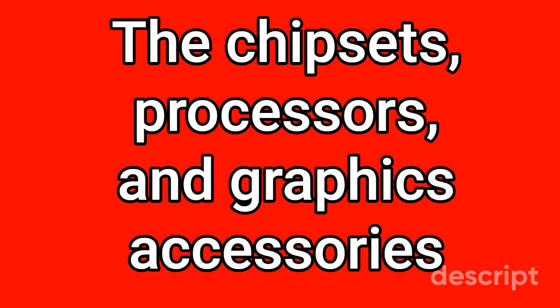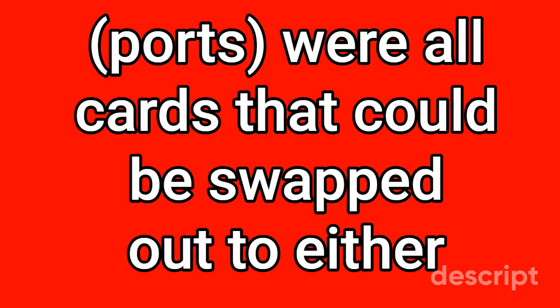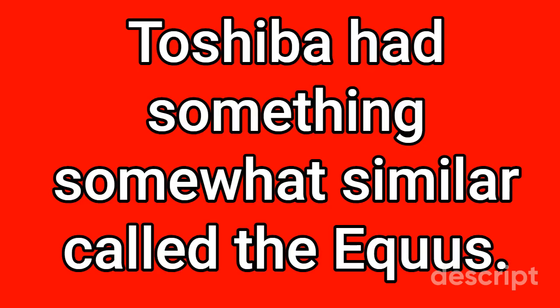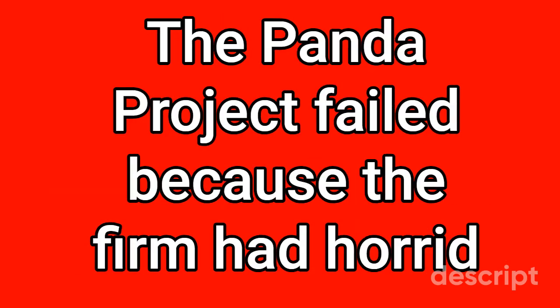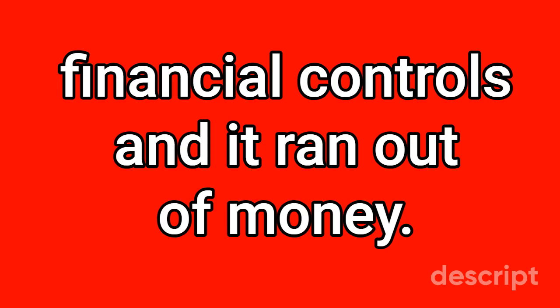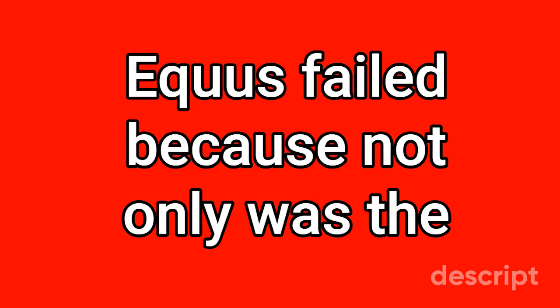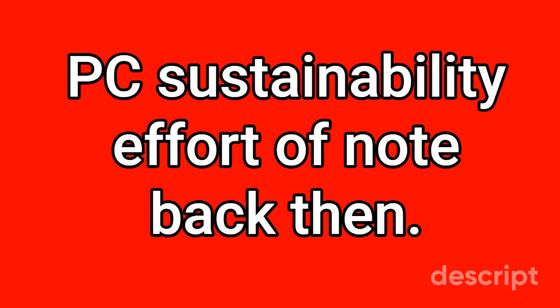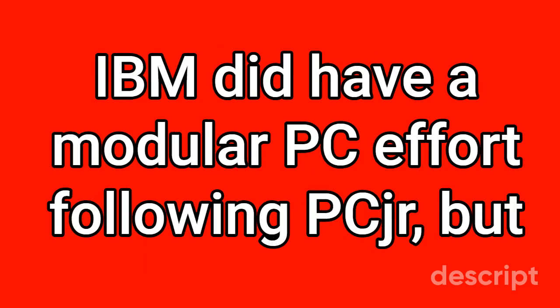The chipsets, processors, and graphics accessories were all cards that could be swapped out to either reconfigure the server or to update it. Toshiba had something somewhat similar called the Equus. The Panda project failed because the firm had horrid financial controls and it ran out of money. Equus failed because not only was the product more expensive, but there was also no PC sustainability effort of note back then. IBM did have a modular PC effort following PCjr, but it wasn't big on parts back then.